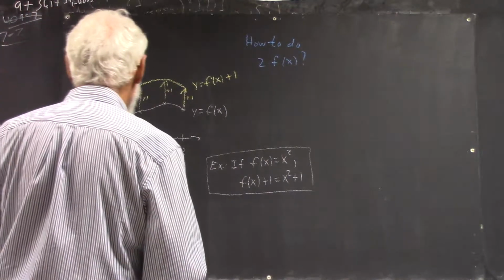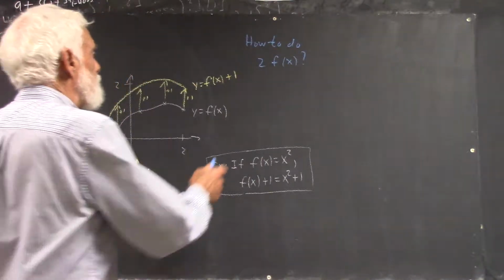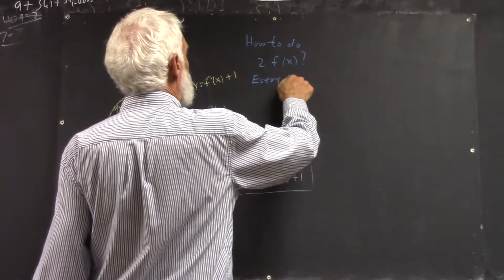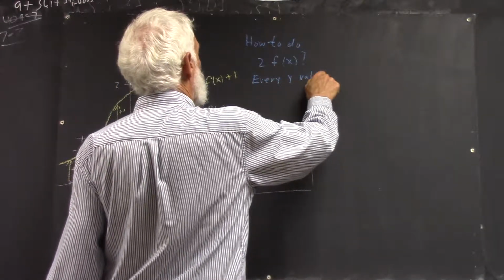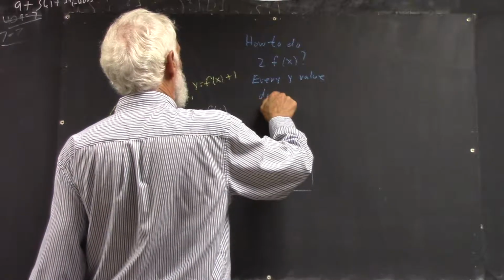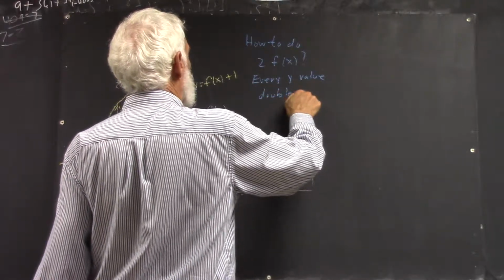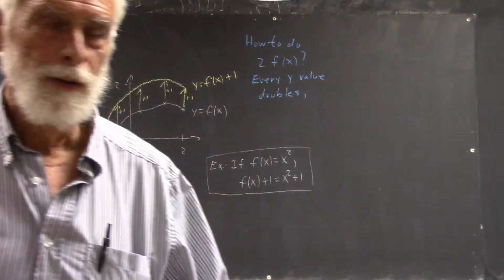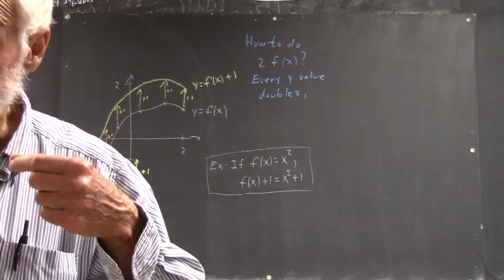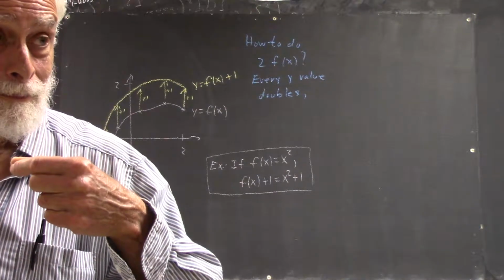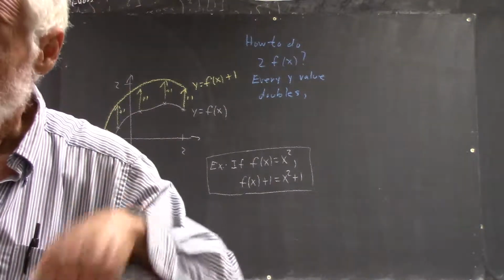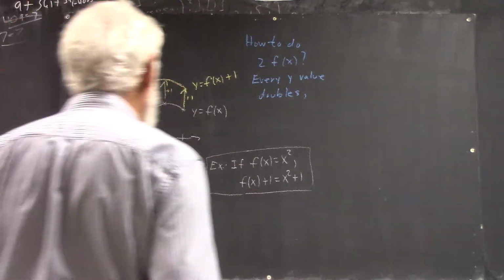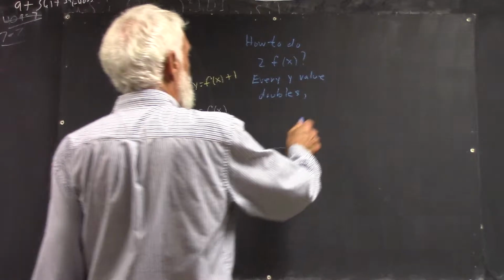So what I want to do is, here's where every point, every y value doubles. The y value is how far you are from the x-axis, right? Or if it's negative, you know, how far you are in the negative direction, okay? Every y value doubles.